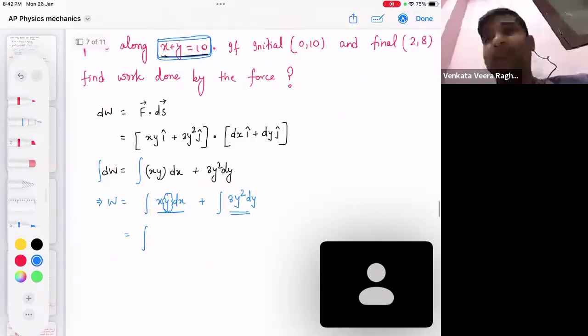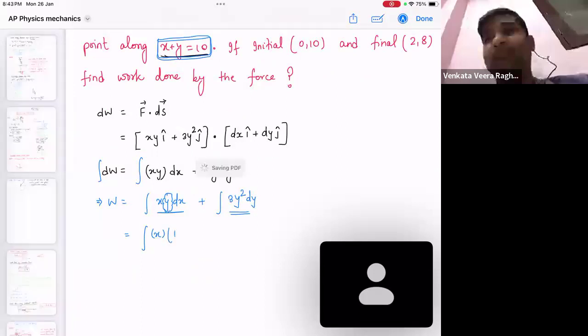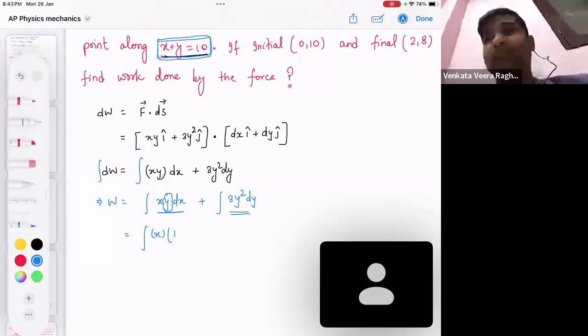In the second term, in place of y I will write 10 minus x. If two variables are there in the integration, that integration cannot be done. But can I convert a two variable into a single variable? Yes, and only for that purpose this path is given to us in the problem, that what path the particle is following to go from one point to another point. So y can be written as 10 minus x. The work is minus x dx plus 3y square dy. Now it is a simple integration for us.